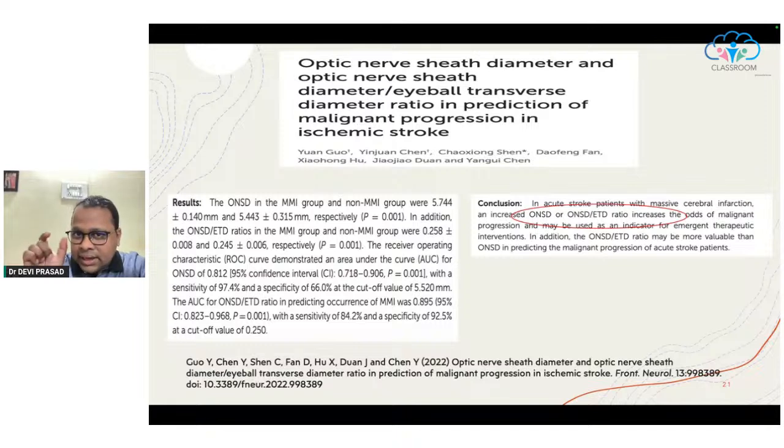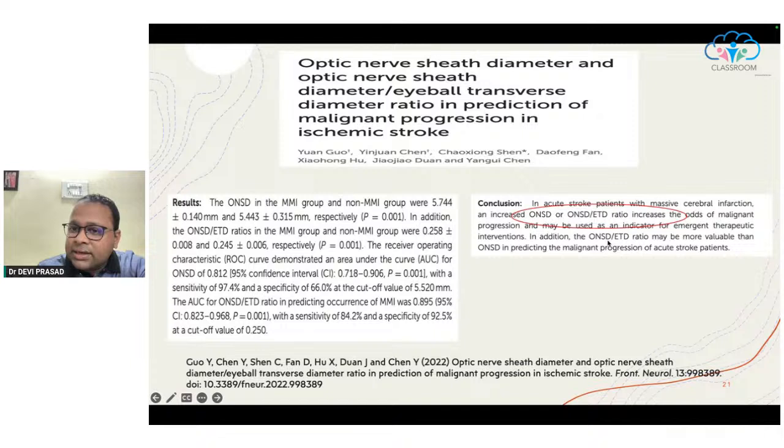Now, this eyeball transverse diameter ratio was taken from a CT scan. It was not taken sonographically. It was taken from a CT, and they found out that in acute stroke patients with massive cerebral infarction, an increased optic nerve sheath diameter or a diameter to the eyeball transverse diameter ratio increases the odds of malignant progression and may be used as an indicator for emerging therapeutic interventions.